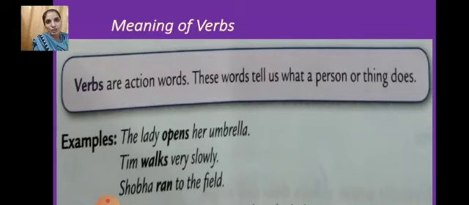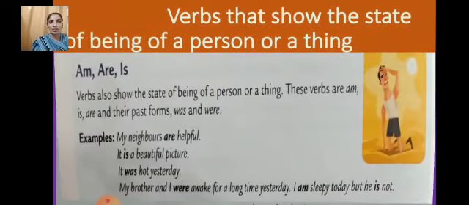Verbs are action words. These words tell us what a person or thing does. Examples: the lady opens her umbrella. Tim walks very slowly. Shobha ran to the field. So what are the action words here children? All the words which are given in bold letters, bold ink, they are the action words. They are telling what the subjects, the people or things, are doing. Okay? Let's see what's next.